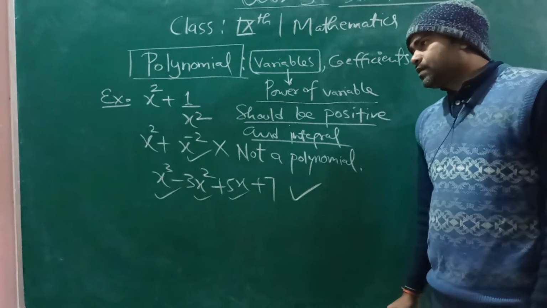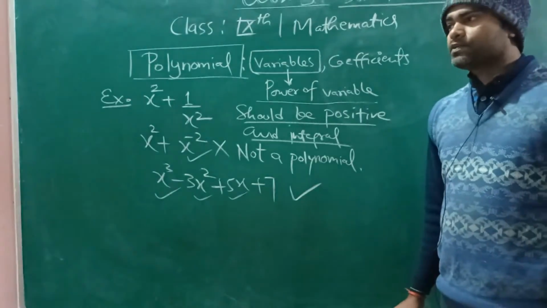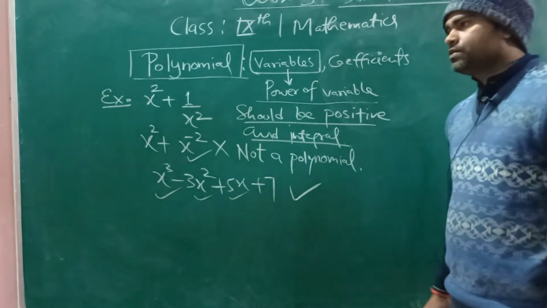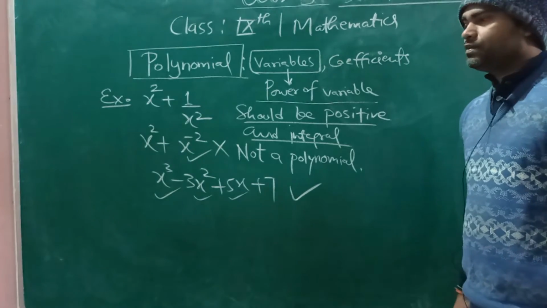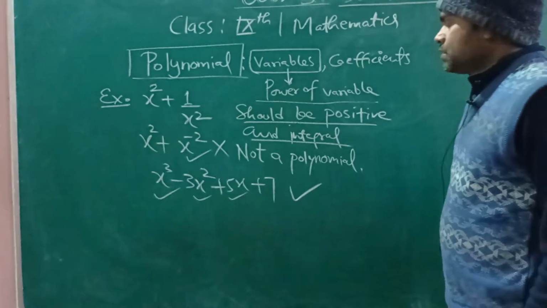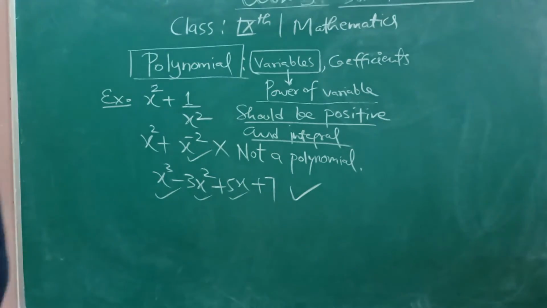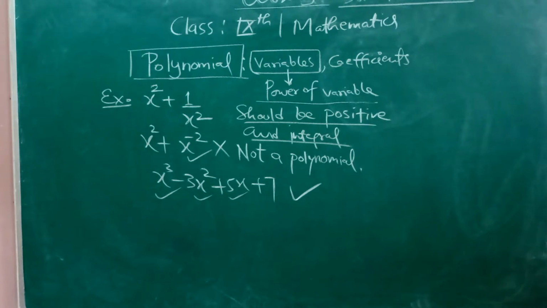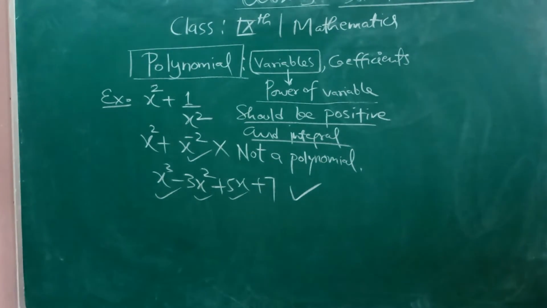So first you should learn how to decide whether a given algebraic expression is a polynomial or not. For that you should remember that the power of the variable should be positive and integral. Okay, students, these polynomials are categorized on the basis of their terms in two categories. First basis is their power.